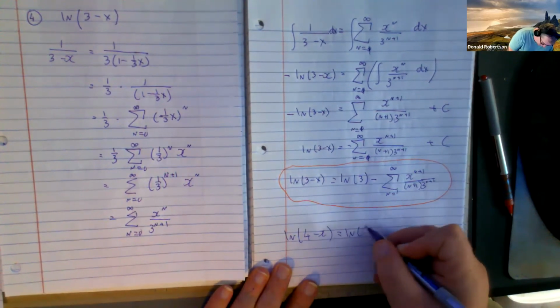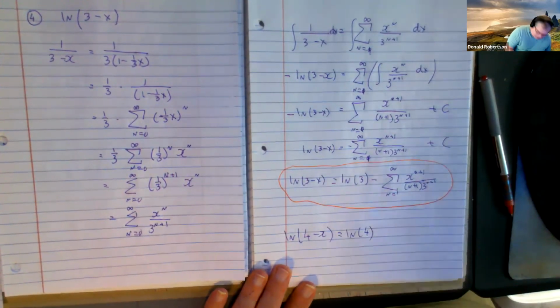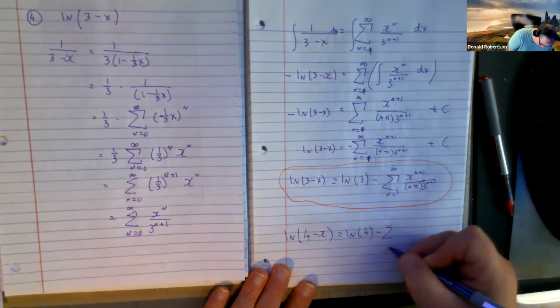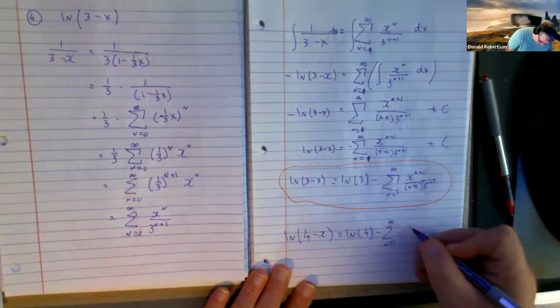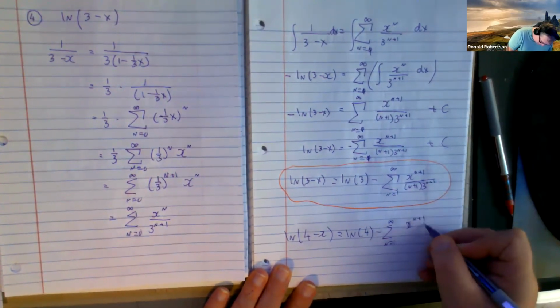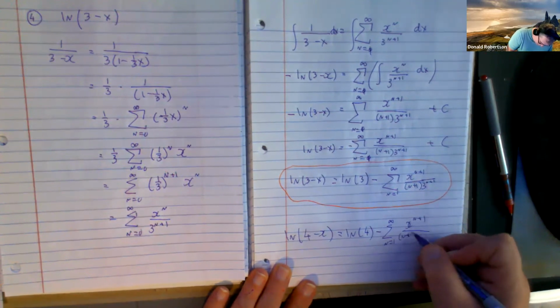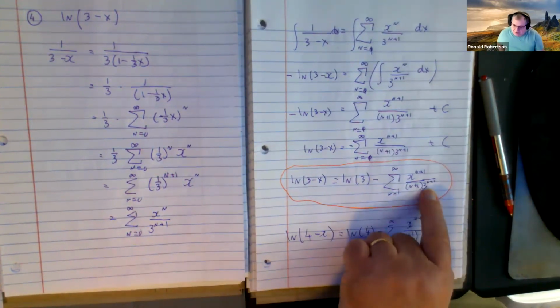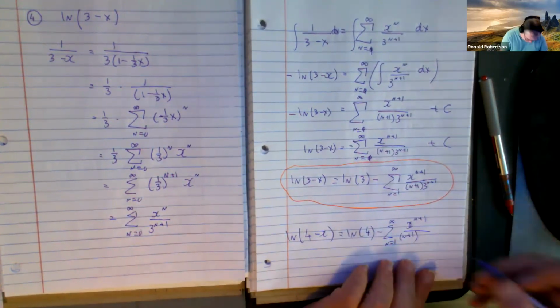Would you agree it's probably going to be log 4? It's going to have a minus because they all have a minus. They're all going to have the n plus 1, right? They're all going to have that. Wouldn't this guy just be a 4 now? Yep.